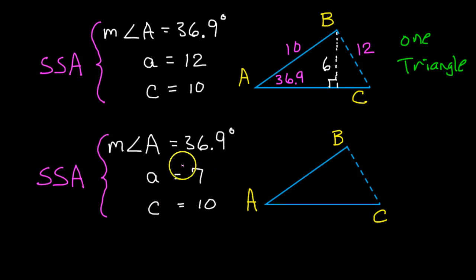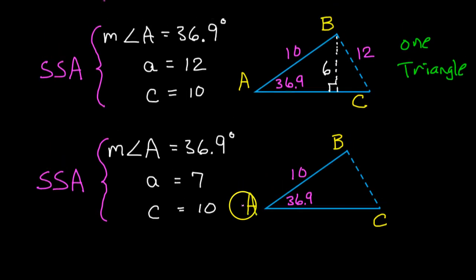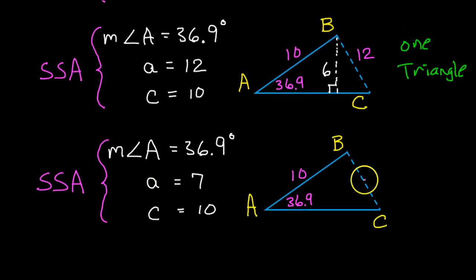And again, just take notice that given the same three pieces of information, angle, side, side, we're getting all of these different situations. So one more time, angle A is still 36.9. Side C over here is still 10, like it was on the previous three problems. The only thing I'm changing is side A, which is right here. This time it's going to be 7.